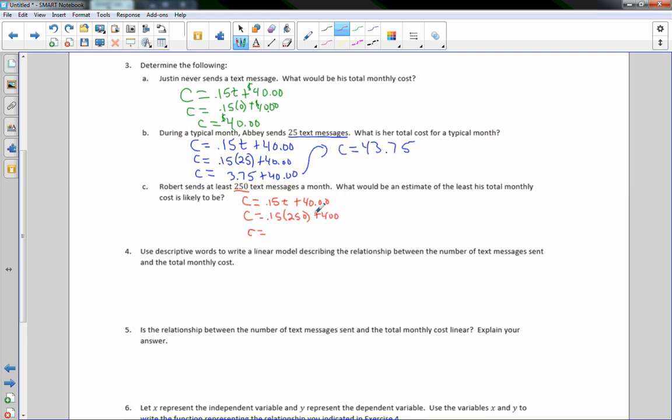C equals, well, 15 cents times 25 is $3.75, then 0.15 times 250 is just moving the decimal over one place, so it would be $37.50 in texting plus that $40. Okay, so C equals $77.50.